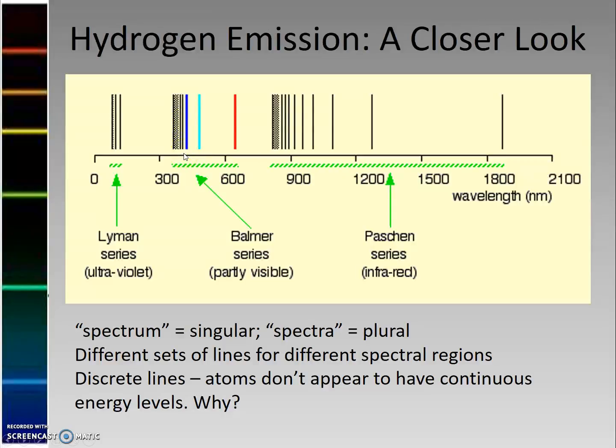So what that means is that somewhere inside the atom, we don't have continuous transitions. Atoms don't give off a smear of light. They're giving off light only in specific places. And we need to figure out why.